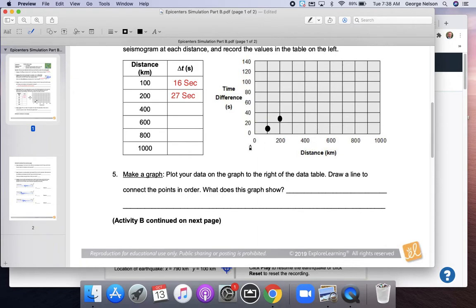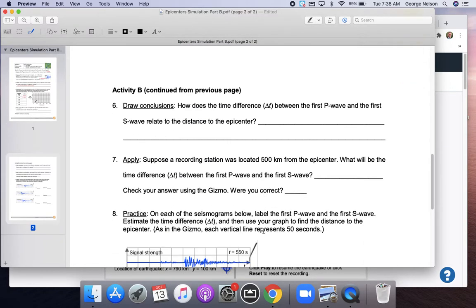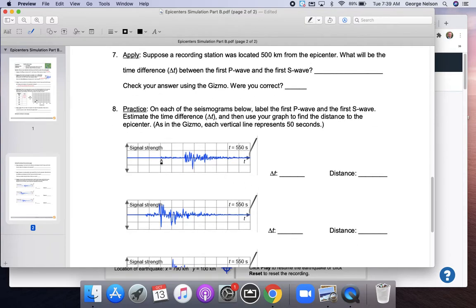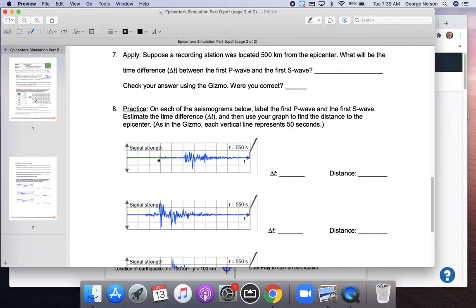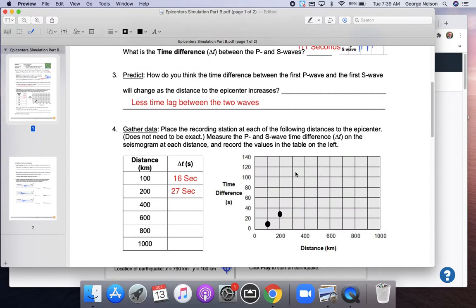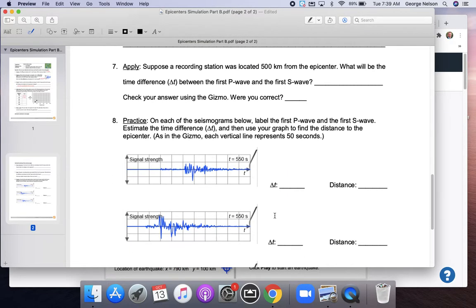If it's 500 kilometers, how far is it going to be from the epicenter? Then here, you're going to draw lines like, P waves here, S waves here. So then you have to think about the time and the change in time. The only thing that's tricky about that is, I believe each one of these lines is worth 50 seconds. So I'd say if the P wave hit here, 50, and then the S wave hit here, 50, 100, probably like 105 seconds change in time. Then you're going to use your graph to figure out how far it was from the epicenter.